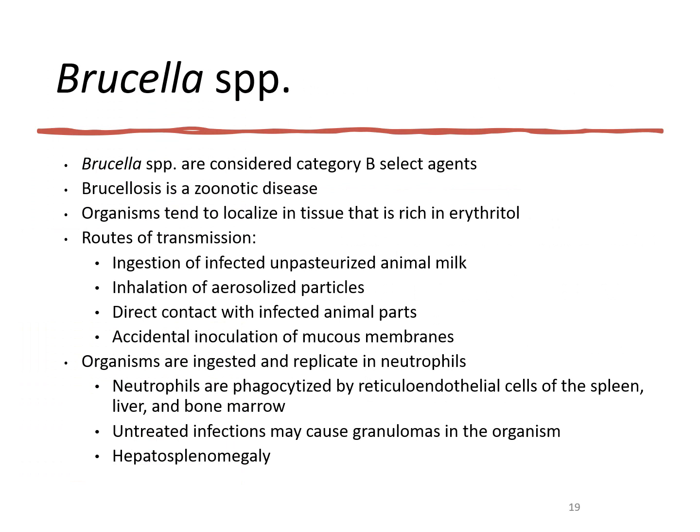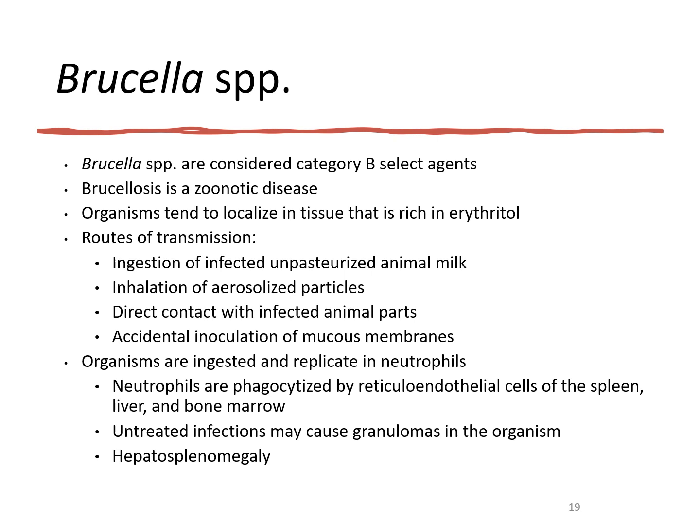Brucella species are categorized as a category B select agent. So these organisms are handled with caution in a biological safety hood, and they would be reported. This is a zoonotic disease, so they are transmitted through animals, and they do tend to localize in tissue that's rich in a particular sugar compound. These organisms are transmitted either through ingestion of infected unpasteurized animal milk, like goat milk, through inhalation of aerosolized particles, through direct contact with infected animal parts, and through accidental inoculation of the mucous membranes.